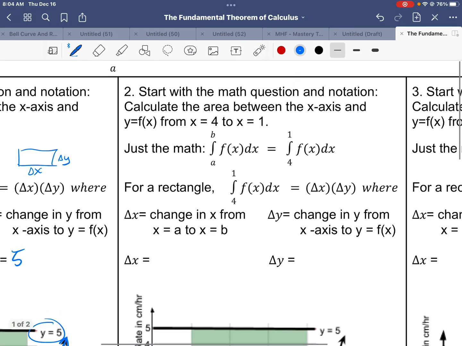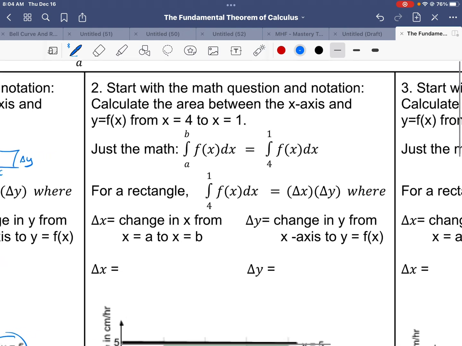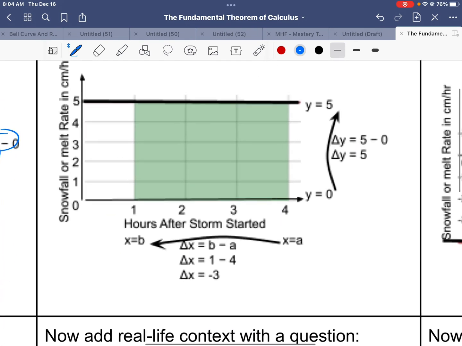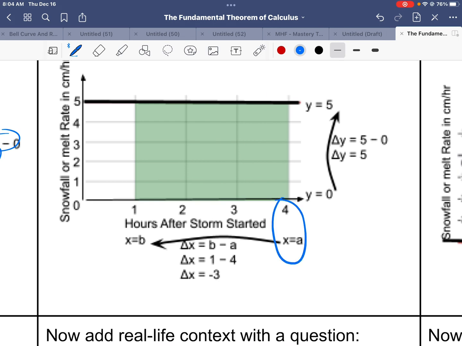What if I just reverse the direction? Start with the math question notation. Now I'm going to change it: we're going to go from x equals 4 to x equals 1. Instead of starting at x equals 1, I'm going to start at x equals 4. So let's look at that in the picture. I'm starting at x equals 4, and I'm looking at the change, or the area, that occurred from x equals 4 to x equals 1.